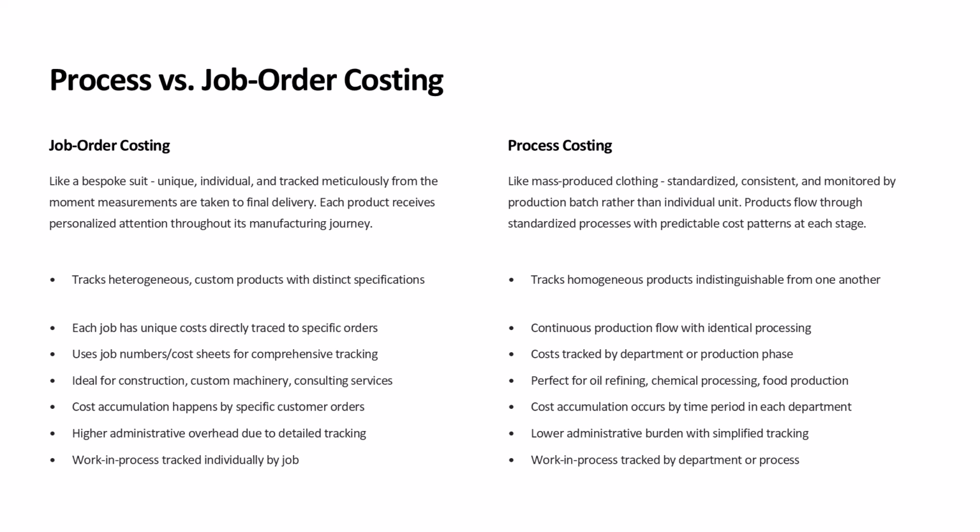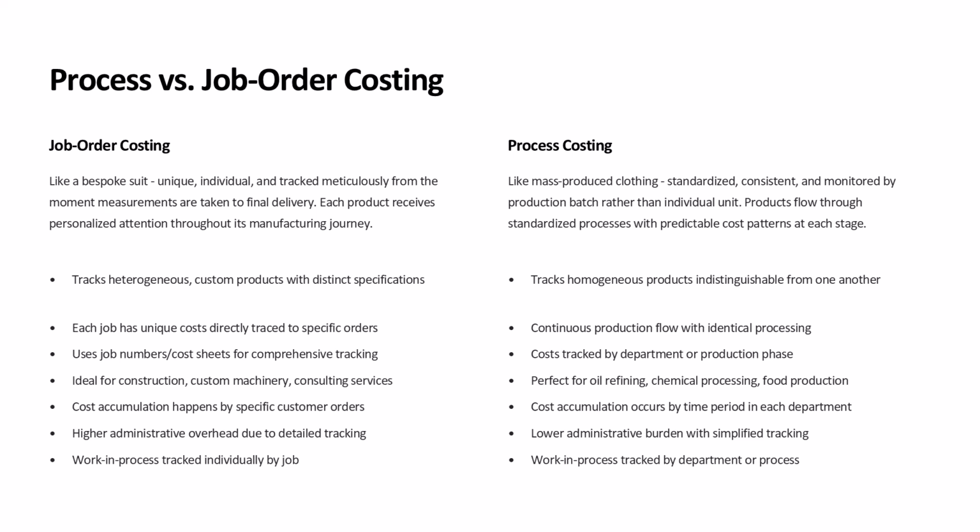But their applications? As different as custom tailoring versus assembly line production. Job order costing is like a bespoke suit, unique, individual, and tracked from the moment measurements are taken. Process costing is like mass-produced clothing, standardized, consistent, and monitored by production batch. Imagine Coca-Cola trying to use job order costing for each can of soda. They'd need an accounting department larger than their production facility.